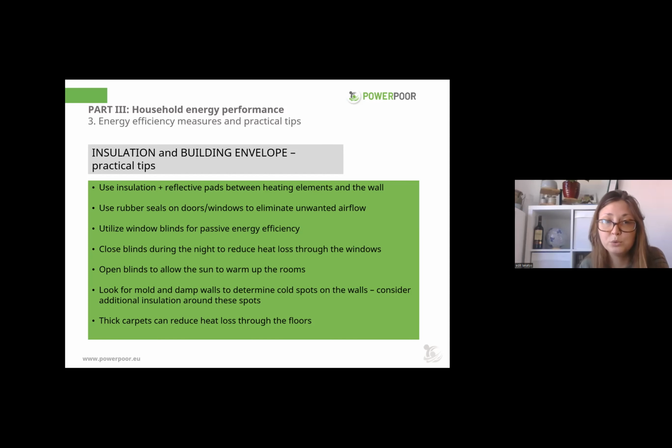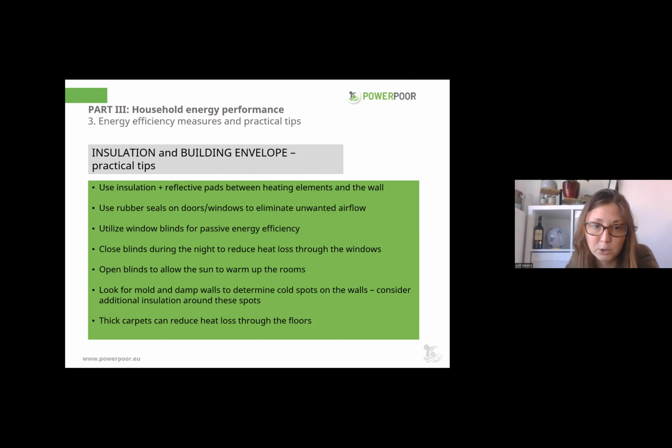You can also use the window blinds for passive energy. So you can close the blinds, for example, during the night to reduce the heat loss and open the blinds to allow the sun to warm up the rooms. So now, for example, here in Belgium, we have a lot of sun, so we don't even need to heat, but it is also, I guess, because of climate change. So we are at 20 degrees outside, which is quite unusual in October. But yeah, we use the natural sunlight and it actually warms up the rooms. So we don't need to use any heating.